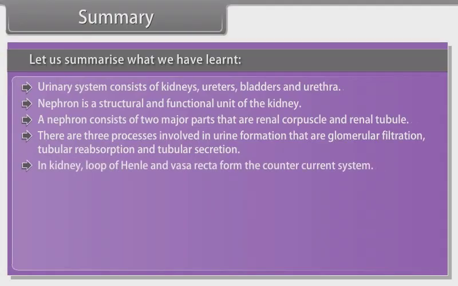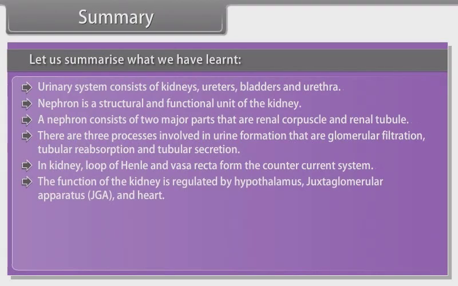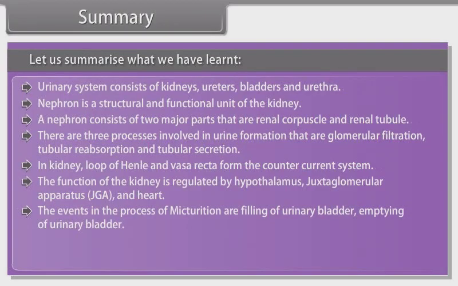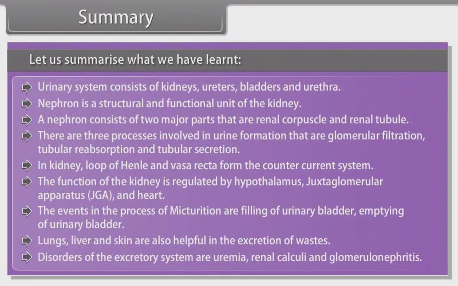In the kidney, the loop of Henle and vasa recta form the counter current system. The function of the kidney is regulated by the hypothalamus, juxtaglomerular apparatus and heart. The events in the process of micturition are filling of the urinary bladder and emptying of the urinary bladder. Lungs, liver and skin are also helpful in excretion of wastes. Disorders of the excretory system are uremia, renal calculi and glomerulonephritis.